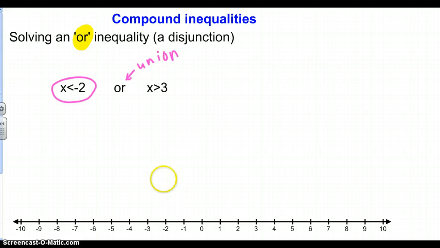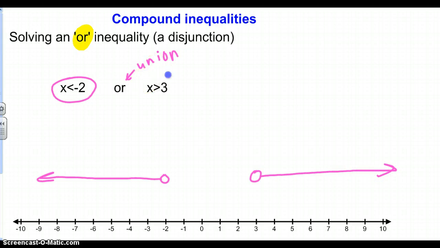So x less than -2. This is going to be an open circle at -2, and a graph to the left. X greater than 3. There's going to be an open circle at 3 and a graph to the right. So I've graphed them both up above, and unlike AND, where we're just looking for the intersection, by the way, there is no intersection between these two graphs.